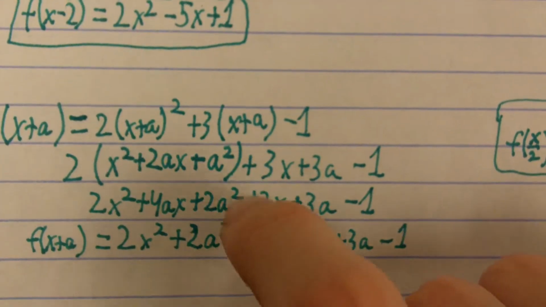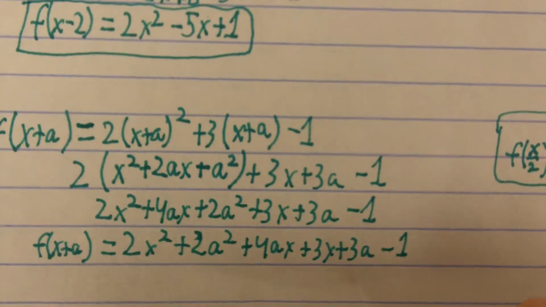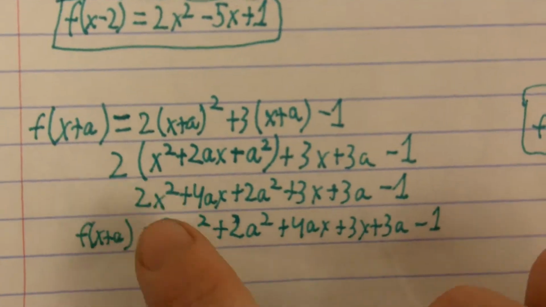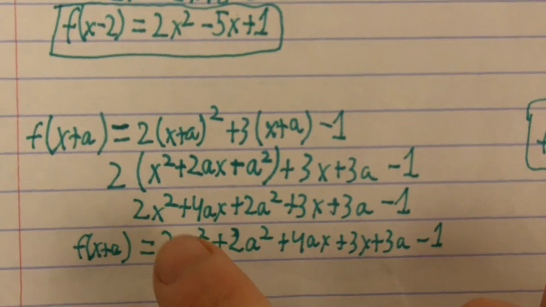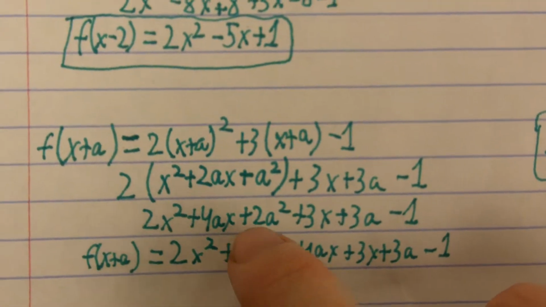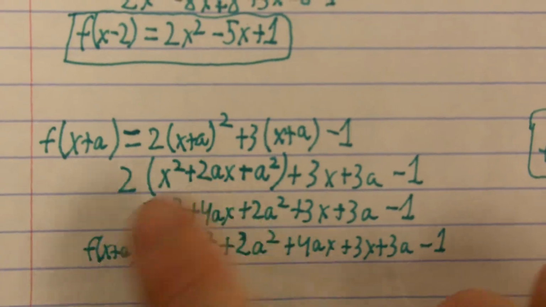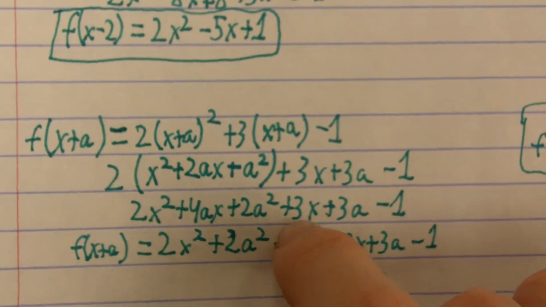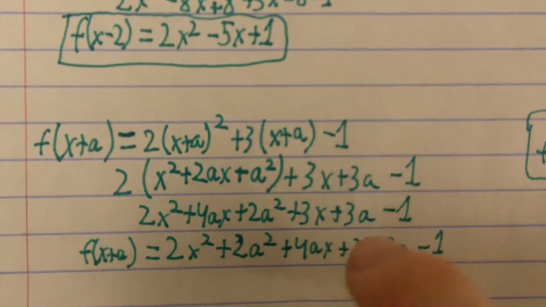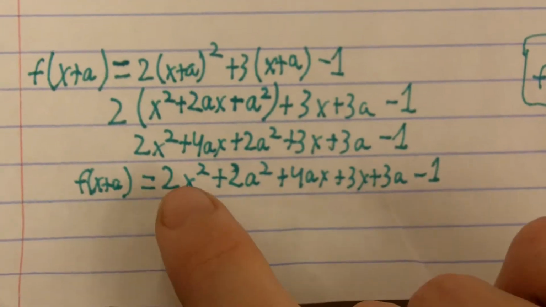And then I just multiply the 3 out, so it's 3x plus 3a minus 1. Multiply the 2 out, becomes 2x squared plus 4ax plus 2a squared. Again, just multiplying that through. Plus 3x plus 3a minus 1, left all the same.